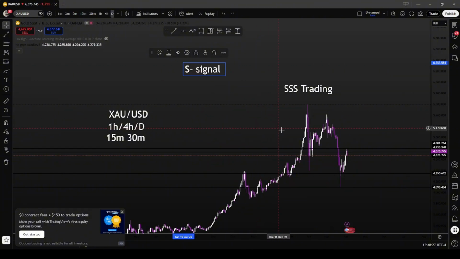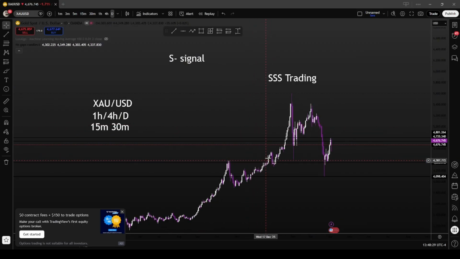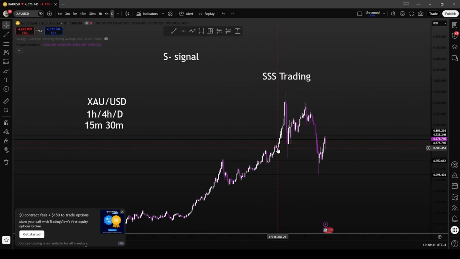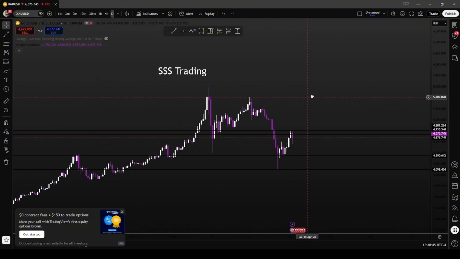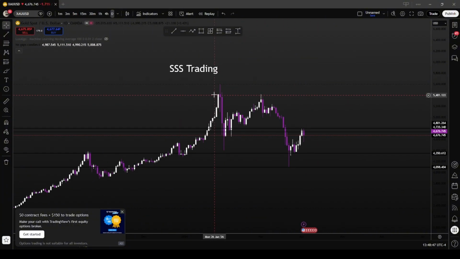Okay, our signal is when we have, and I'll show you right here on the daily time frame, a huge bullish pull with no bearish candles at all. This is a good pull. Now your signal is right here.